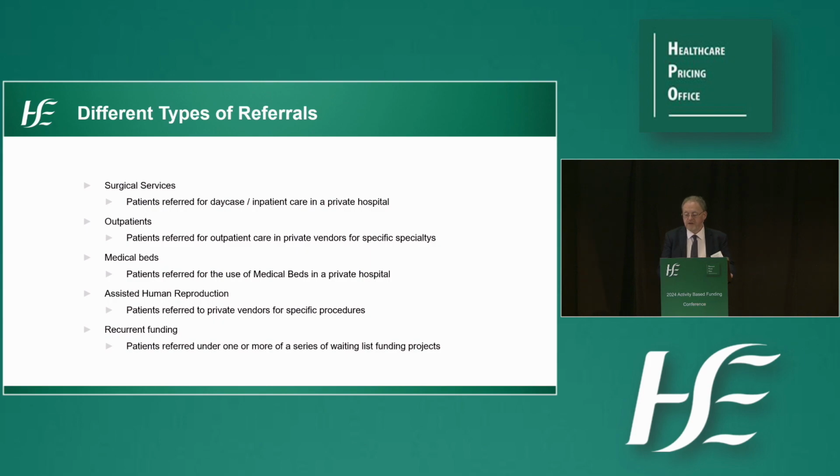I've spoken about the assisted human reproduction. These are sent to private vendors for specific procedures. And then we have this thing called recurrent funding, which is kind of a catch-all for a whole pile of different funding initiatives that are being operated by HSE Acutes, targeting individual hospitals for individual waiting list issues.